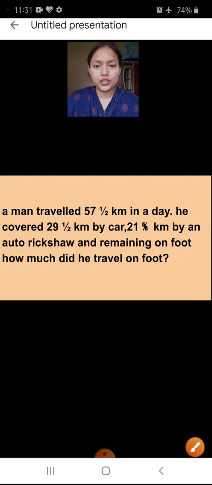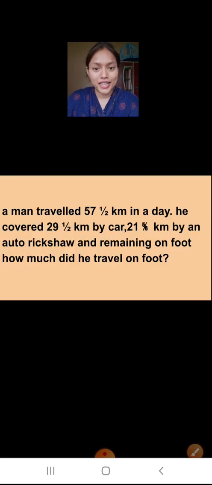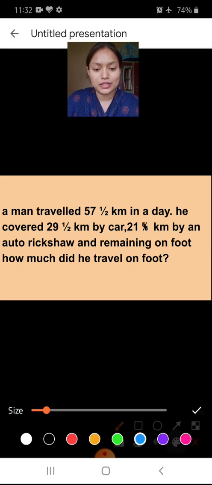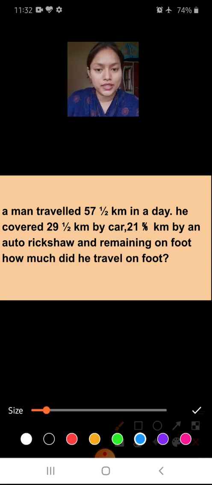Now next question. A man traveled 57 and a half kilometers in a day. He covered 29 and a half kilometers by car, and 21 and 5 by 6 kilometers by auto rickshaw, and the remaining on foot. How much did he travel on foot? Now this also you have to do similarly. The total distance is 57 and a half.